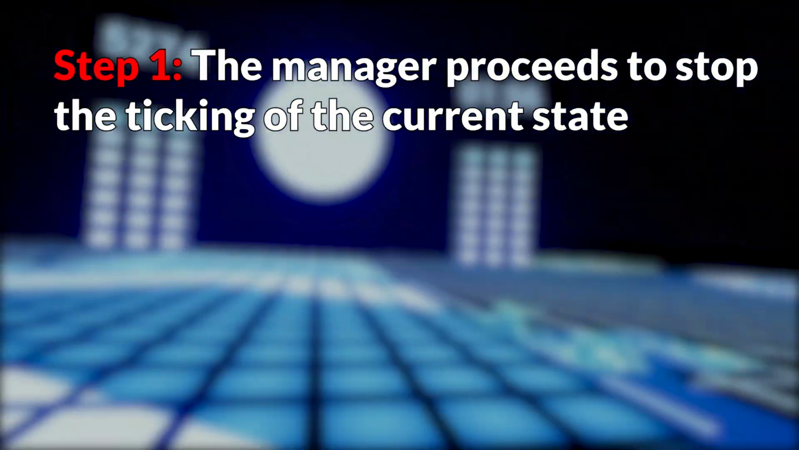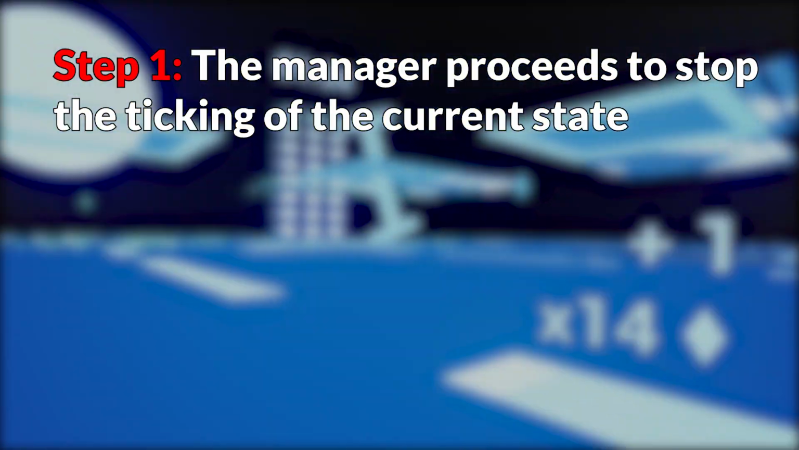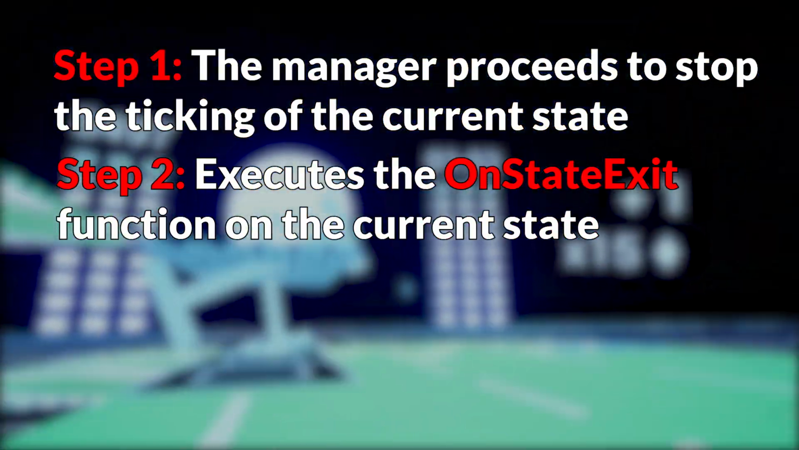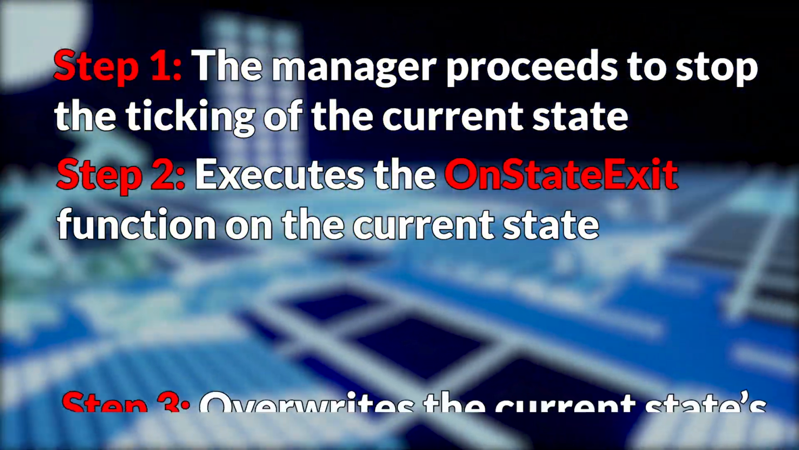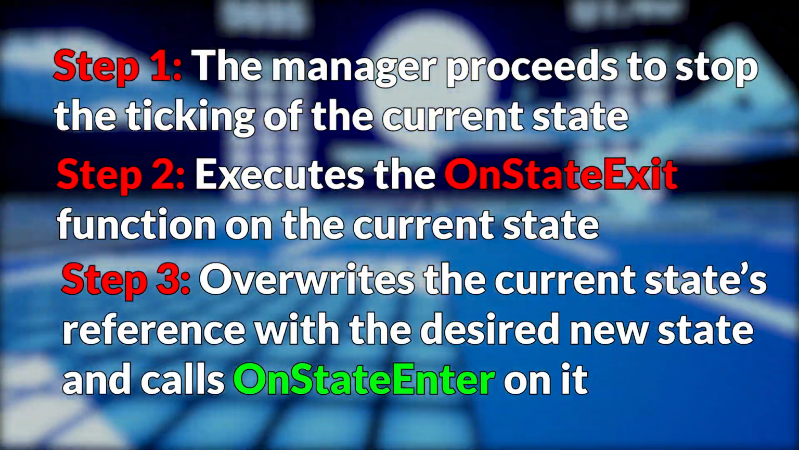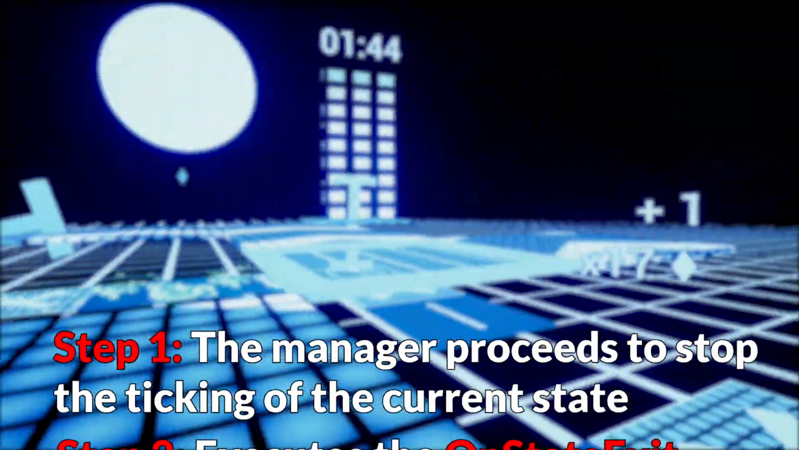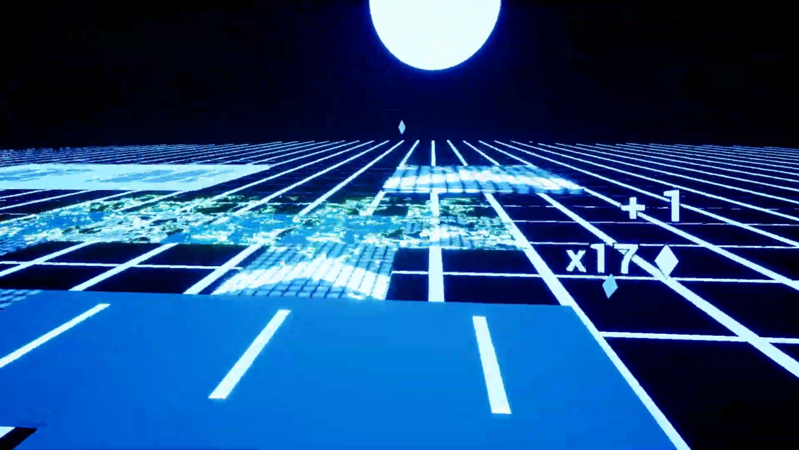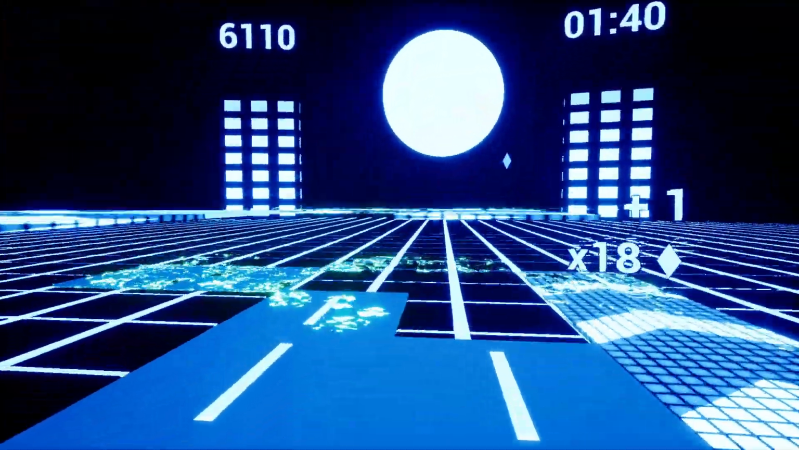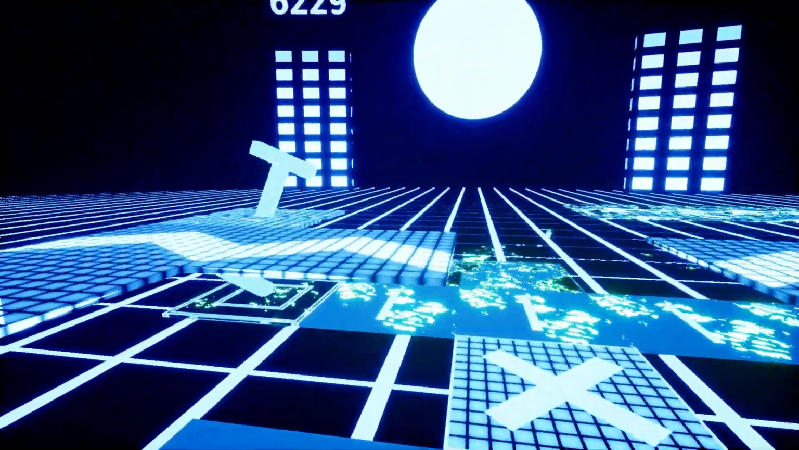The manager then proceeds to stop the ticking of the current state, executes the onStateExit function on the current state, then it overwrites the current state's reference with the desired new state reference and calls onStateEnter on it. Essentially, this system ensures that each bit of functionality found in these separate states gets executed properly.